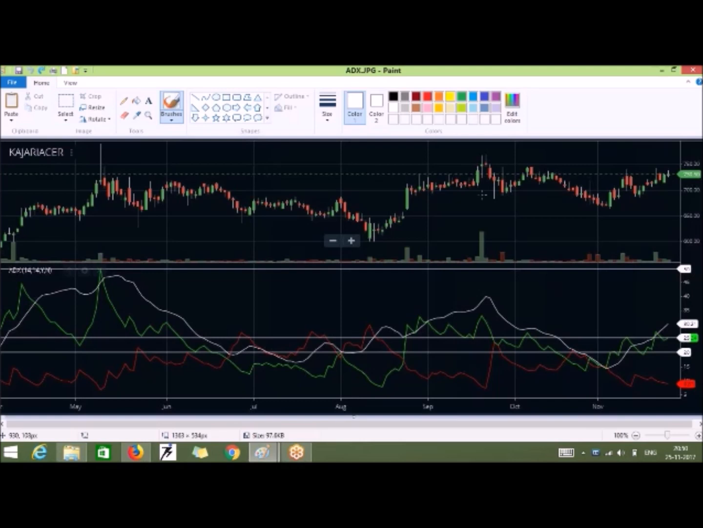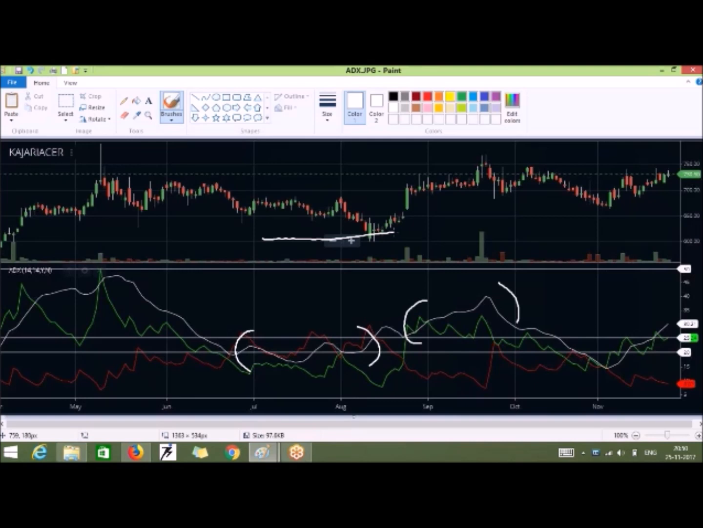So let me find the case here. Let's take this one. It's above 25, and what it's suggesting is that it should have been under 25 for at least 20 to 30 candles. So definitely there are 20 to 30 candles here.